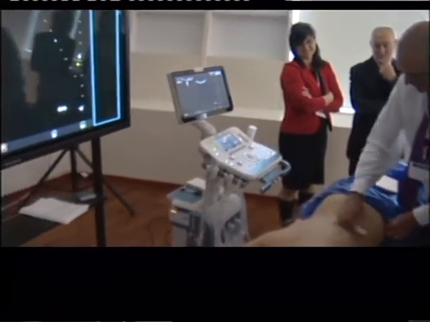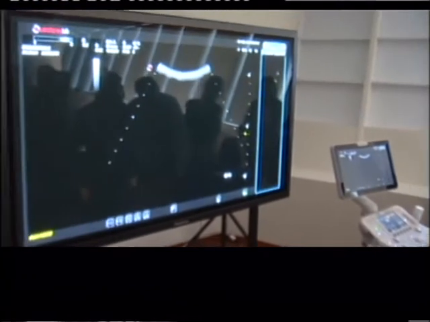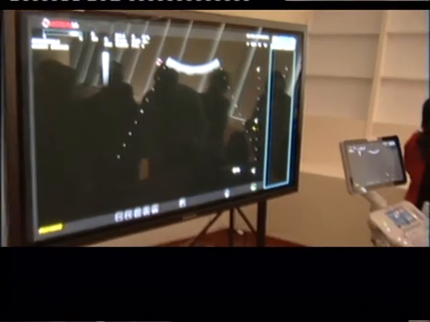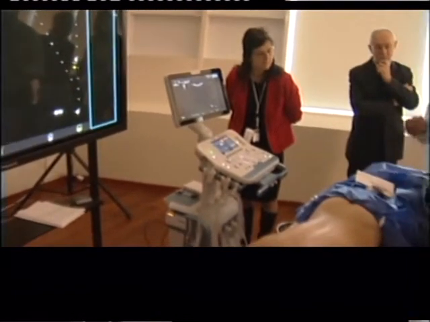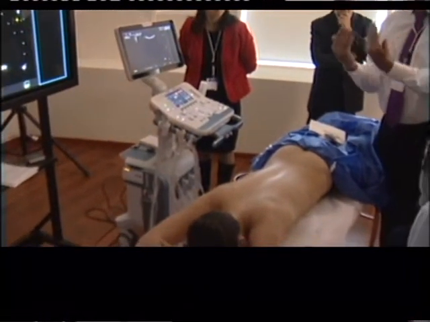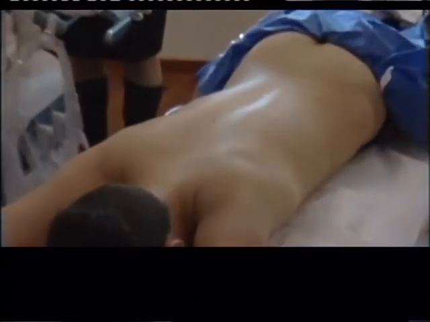So when I'm going to do a procedure, it's always important to know where the sacrum is, where the caudal hiatus is, and where L3 is. Because if I mark them, then I know, even if I'm going this way.